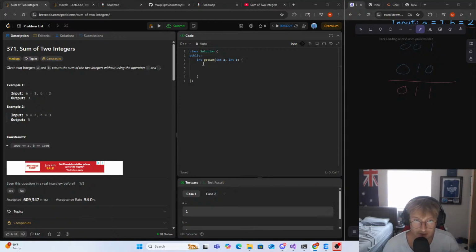But yeah, let's think about this, right? So for A, add B. I'm curious, what would be the condition for the while loop?